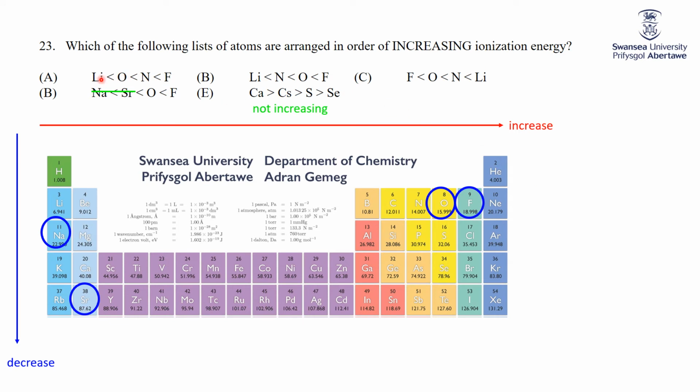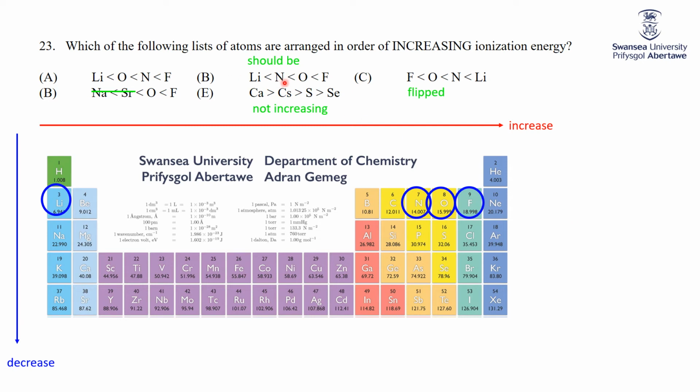Now, all of these A, B, and C have the same atoms, right? Lithium, nitrogen, oxygen, fluorine. Well, this one here, fluorine is less than oxygen, less than nitrogen, less than lithium. That's going the wrong direction, so that's flipped. And what we would expect here, of course, is it goes lithium, nitrogen, oxygen, fluorine. So that would imply that B is the right one.